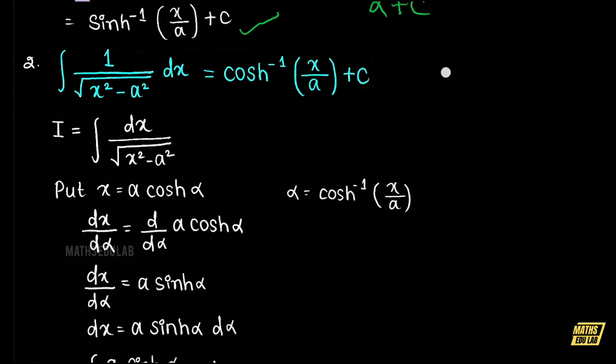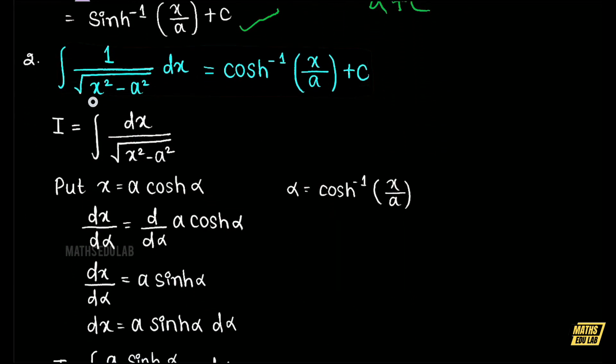Now the second one is given: integration of 1 upon root over x square minus a square dx equals cos hyperbolic inverse x upon a plus c. For this we take the x value as a cos hyperbolic alpha, since the right hand side is given as cos hyperbolic inverse. I have taken the x value as a cos hyperbolic alpha, and then I can change this value to alpha, and I get alpha equals cos hyperbolic inverse x upon a.